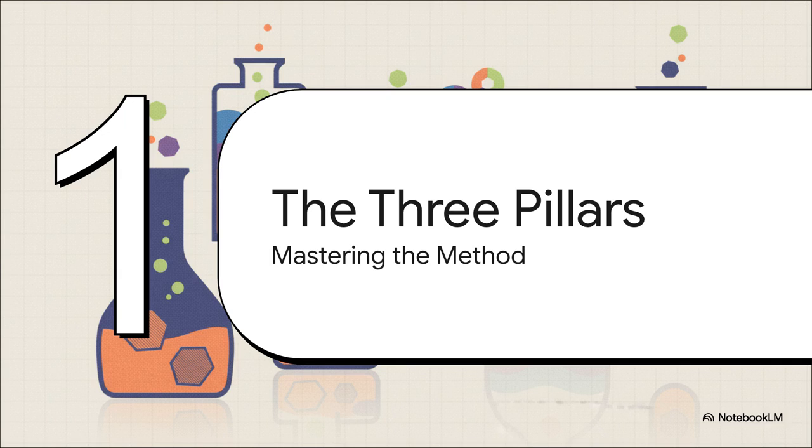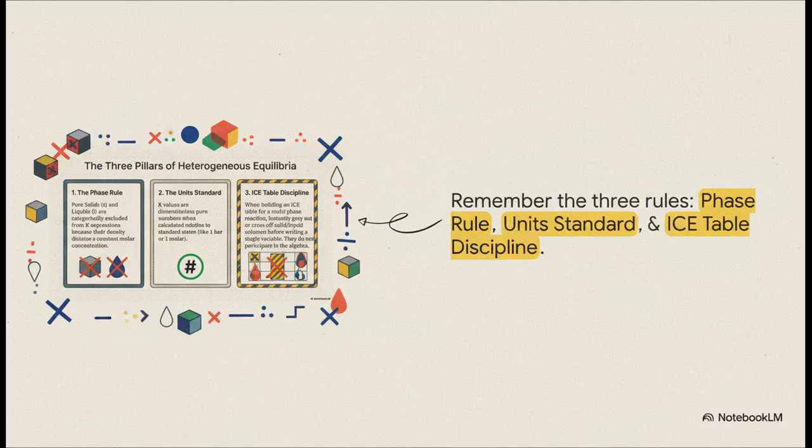So we've gone through the theory, we've done a full problem. Let's wrap this all up by boiling everything we've learned down into 3 simple, powerful pillars to help you master this for good. Pillar number 1, the phase rule. This is the big one, right? Always, always exclude pure solids and pure liquids from your equilibrium expression. Pillar 2, the unit standard. Just remember that K values don't have units. They're dimensionless. And finally, pillar 3, ICE table discipline. The second you see a solid or liquid in your reaction, just get in the habit of crossing out its column on your ICE table. These 3 pillars will always guide you to the right answer.